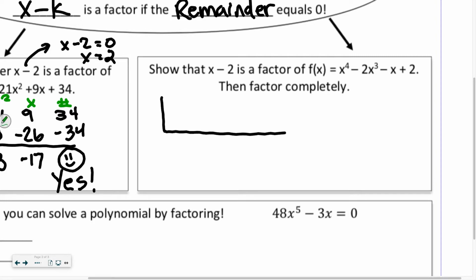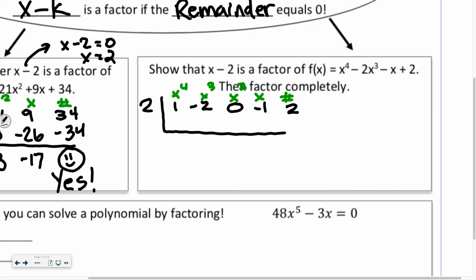What's the highest exponent in that polynomial? X to the 4th. We're going to have x cubed, x squared, x, and a number. Drop in my coefficients. Ooh, I have to be really careful here. I'm missing x squared, so I have to have a 0 there, and that will affect the outcome of my final answer if I don't. What number will I put outside the synthetic box? 2 again. X minus 2 is the factor I'm checking, so x equals 2. And then do your synthetic.